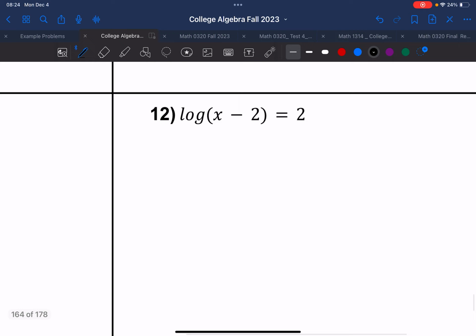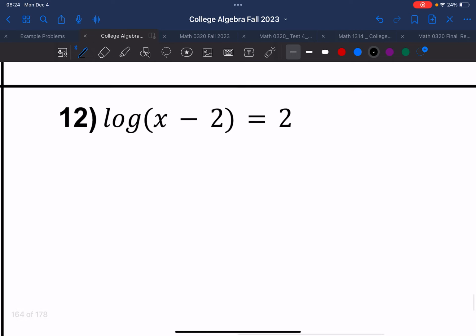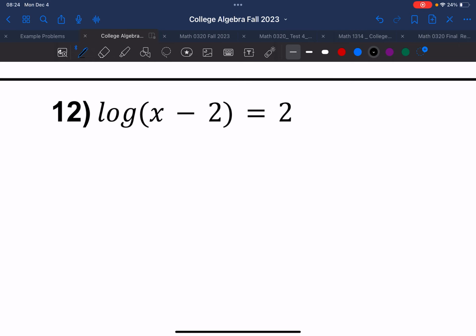Now looking at number 12. Notice how we now have a logarithm instead of that 10 to the x. So that means in order to cancel out that logarithm, we are going to take everything that is in our equation, and that is going to become our exponent for 10.